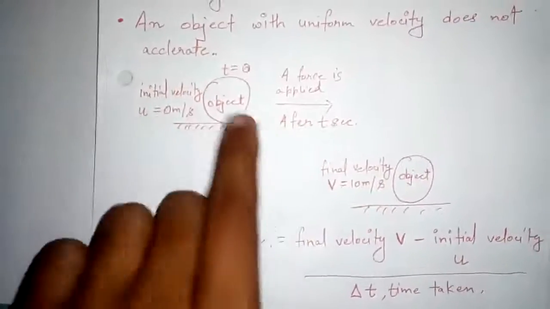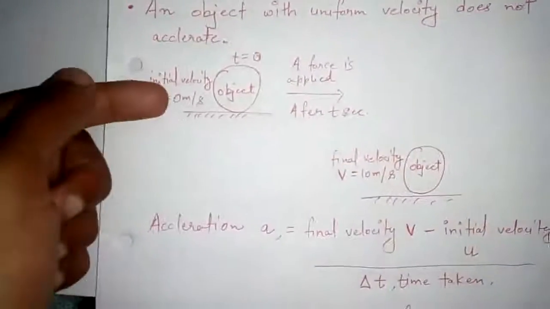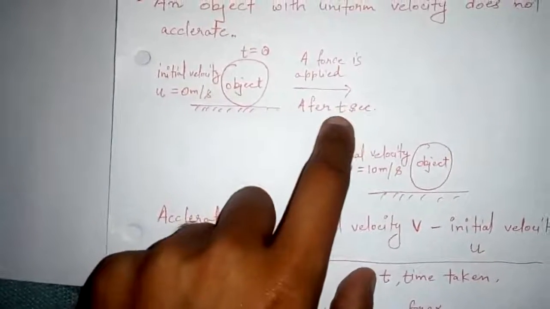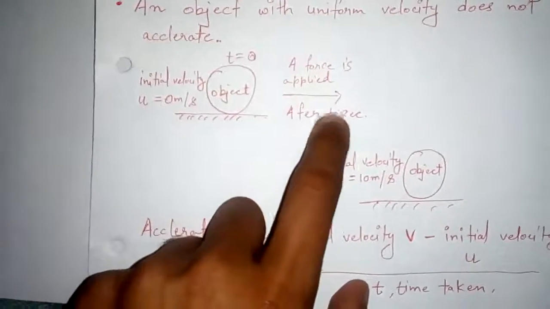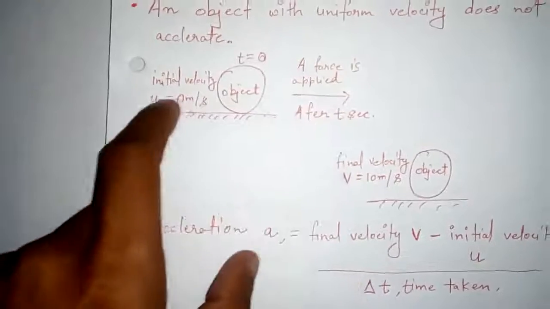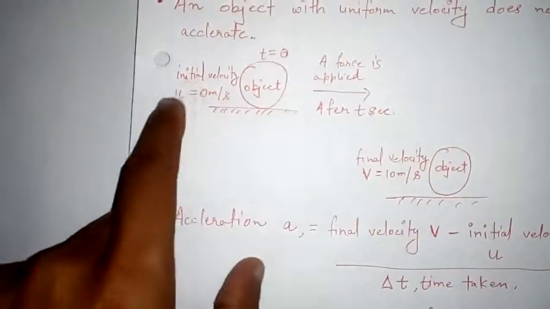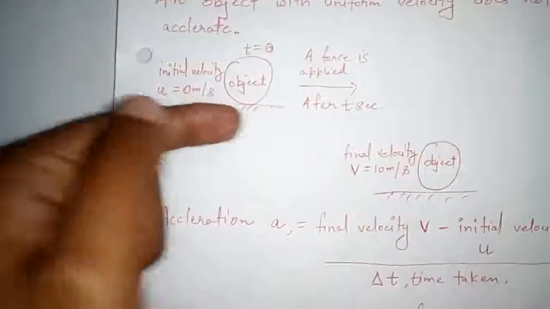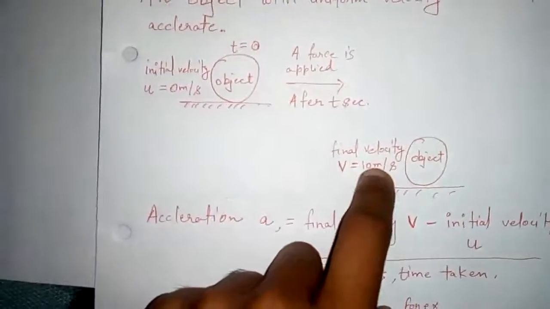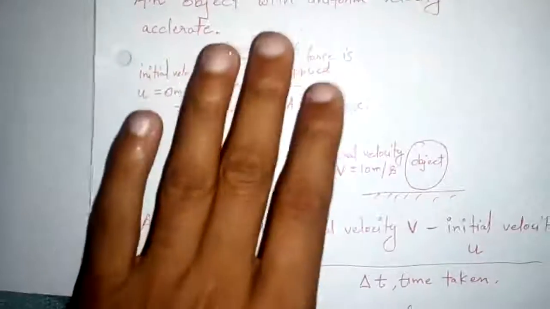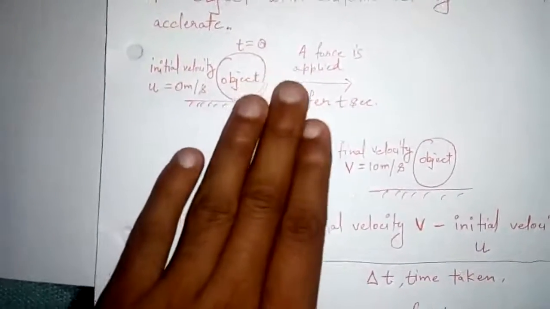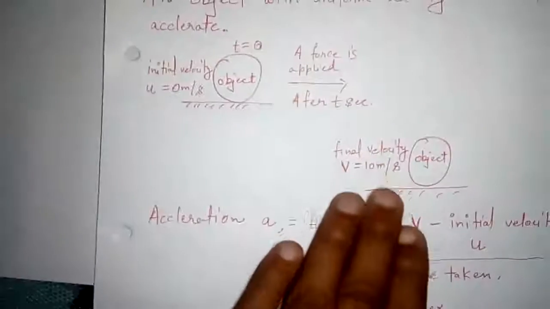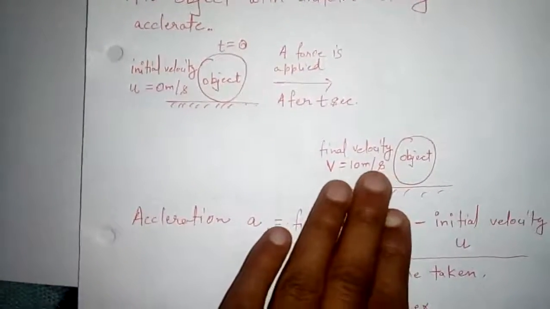So at t equals 0 you pushed an object, and after t seconds, where t could be anything, you have to take that into consideration. At t equals 0 the velocity was 0, and when I applied a force on it, I pushed it, it gained a velocity of 10 meters per second in some amount of time. We do not know how much time it is. After t seconds, it gained a velocity of 10 meters per second.